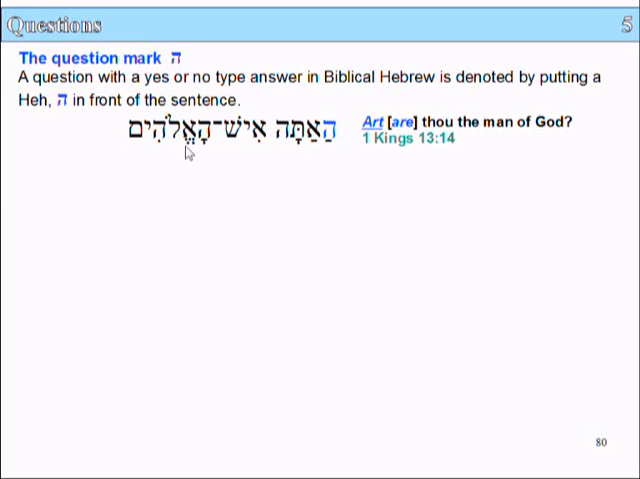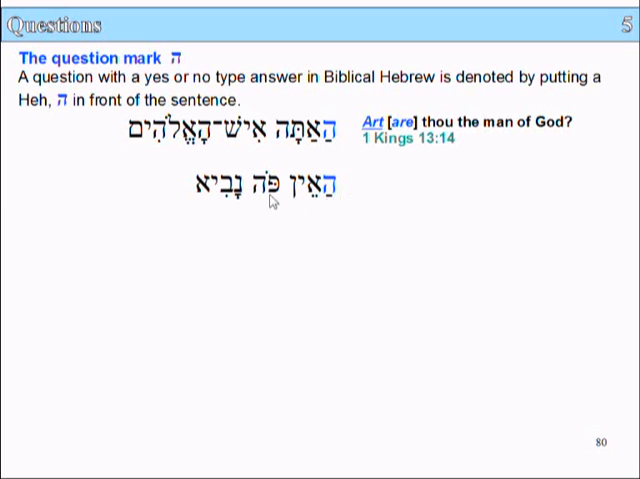Ha'ata ish ha'Elohim. Now, by the way, in modern Hebrew, they use a word haim to denote a question, a yes or no type answer. They say haim ata ish ha'Elohim. In Biblical Hebrew, it's just denoted with the hey. Let's have a look at another example.